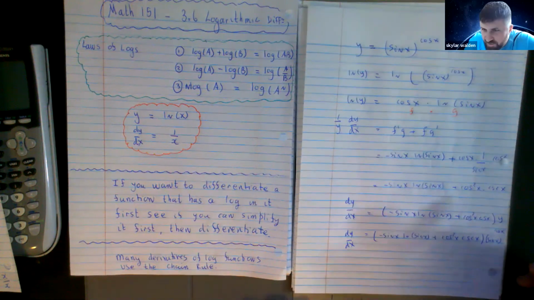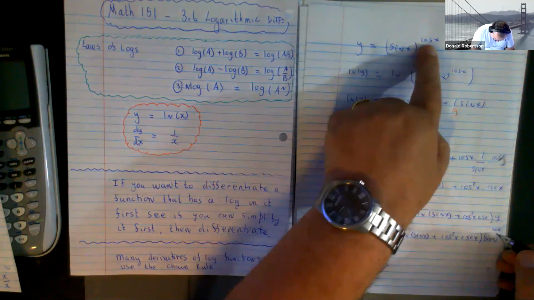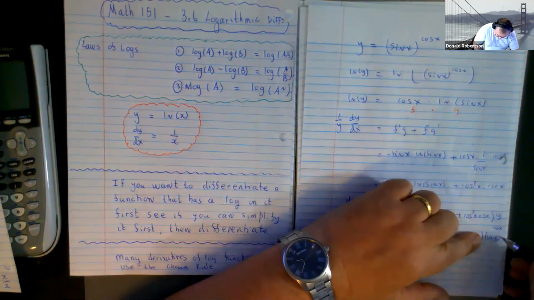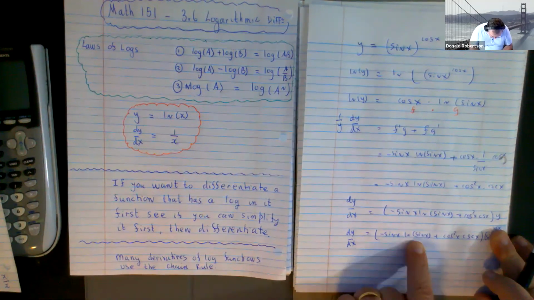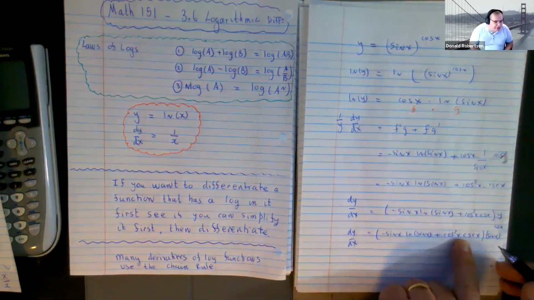Is that a cosine x above the bottom sine x? Yeah, it's sine x to the power of cosine x. I was just running short of room. So that's sine x to the power of cosine x. And this is negative sine x, the natural log of sine x, plus cos squared x cosecant x.